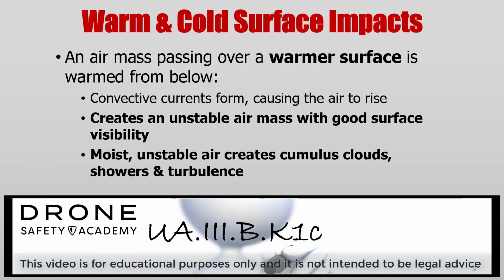Atmospheric circulation. This is caused when an air mass is passing over warmer surfaces. It creates convective currents, causing the air to rise. This creates an unstable air mass with good visibility because the air is moving around. Add some moisture, and the unstable air creates cumulus clouds.